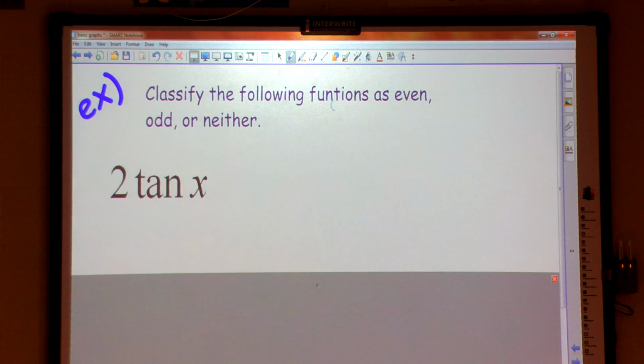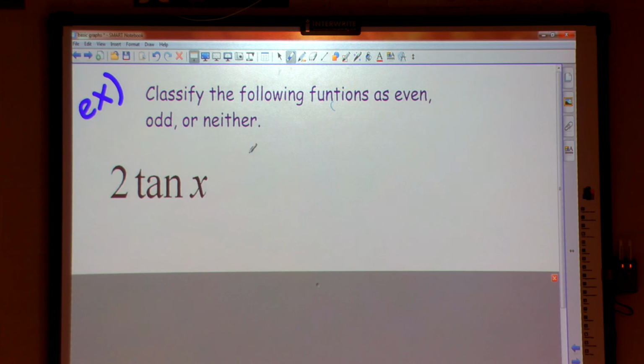All right, so just 2 tangent x. Well, we know from the graph, we know the answer is odd. We know tangent is odd. Stretching it by 2 is not going to affect that. But here's how you show it. So pick a number. Don't pick 2 in this case. Don't pick 1 either, because you don't know what tangent of 1 is. Pick something you know. So I'm going to pick f of pi over 4.